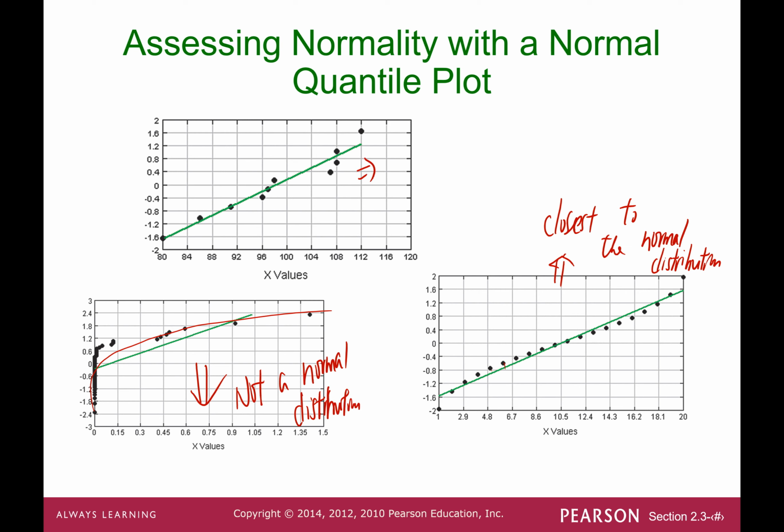And the first graph is approximately normal. Normal distribution. Again, because most of the points are very close to the line, we only have some points that are further away, but most of them are very close to the line. So yeah, that's an approximately normal distribution. Okay.